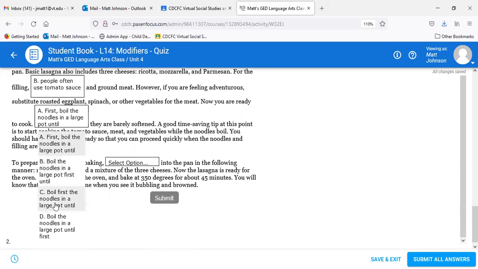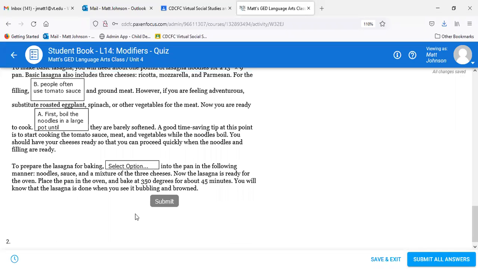The other answers there, just so you know the difference. Boil the noodles in a large pot first until softened. That's incorrect. First should not fall in that part of the sentence. Boil first the noodles in a large pot until barely softened. That doesn't make sense either. And then boil noodles in a large pot until first. That's nonsensical too. First is going to come at the beginning of the sentence. Okay.